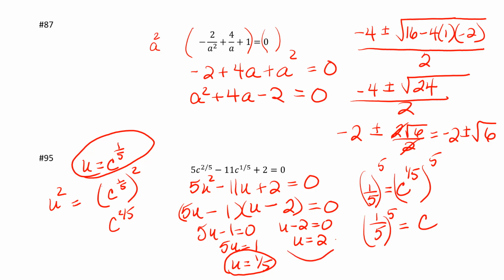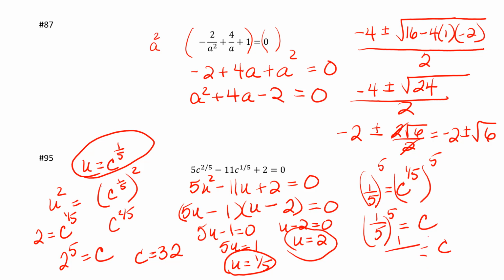For this one, u is 2, so I'll have 2 equals c to the 1/5. I'll raise both sides to the 5th power, and I'll get 2 to the 5th is equal to c. c is equal to 32. And of course, we'd want to go ahead and write c over here as 1 over 5 to the 5th, and 5 to the 5th is 3,125. So the way I would write that solution set, let's see, I can put it over here. I would write 32 and 1 over 3,125.